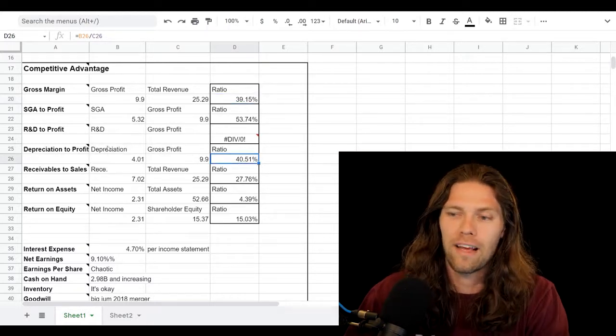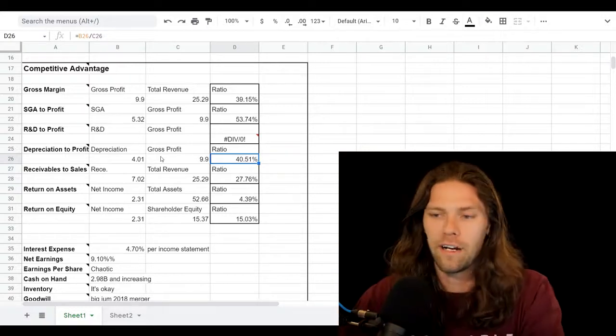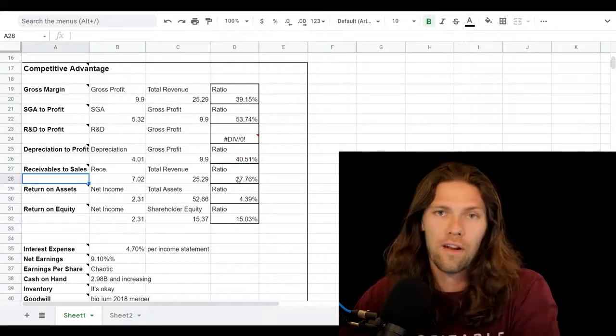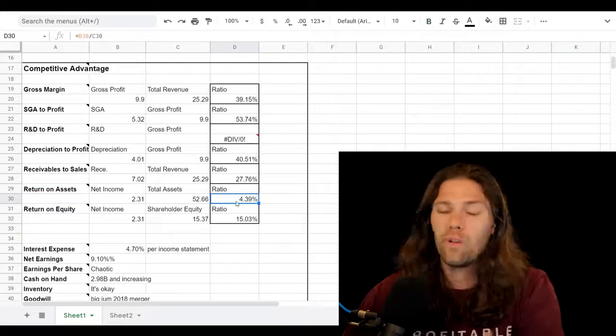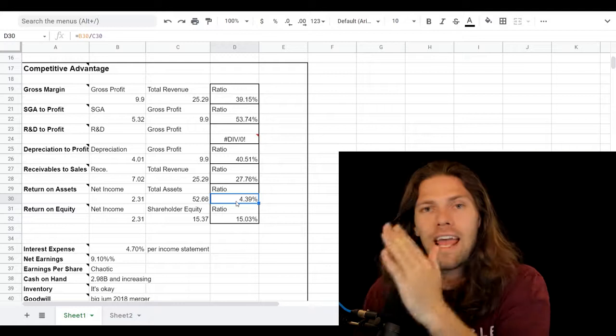You want to do a competitive analysis for this. You'll want to pull their closest competitors and see, hey, how do they fare? Receivables to sales ratio, 27%. Again, you want to compare that to competitors. Return on assets ratio, we're at 4.39%. We really want that up over about 5%. But with this, it doesn't have to hit every single one.